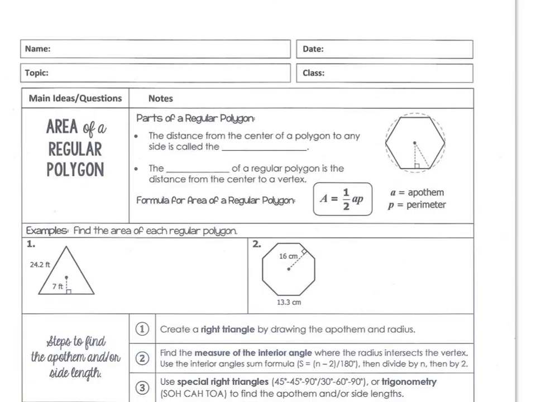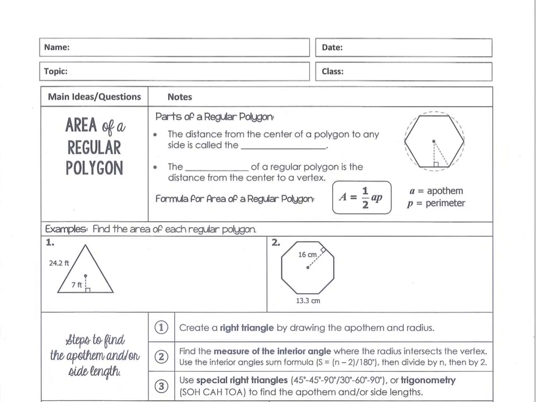Alright, so today we are going to look at area of regular polygons. These are notes for homework 11-4. So the first thing we need to look at is what is a regular polygon.